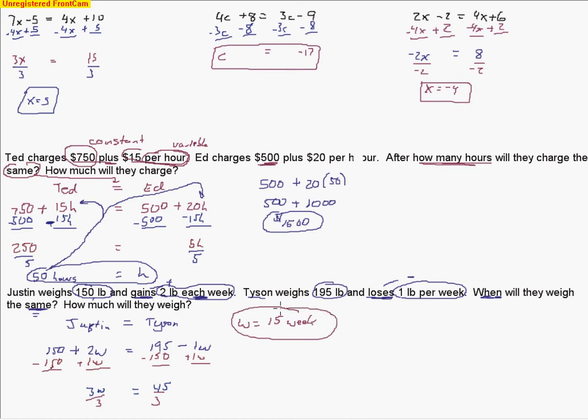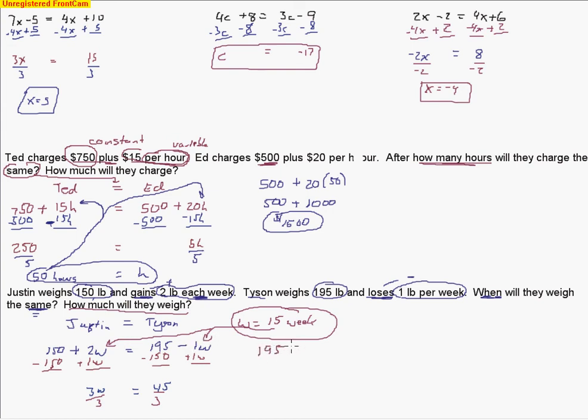But that's not the end of the problem. We still have one more step to go. We also need to find out, or one more question, and they're asking us how much will they weigh. Well, that's what we do. In the last problem, we had to substitute. We do the same thing here. So you're going to put that 15 in for either this W or this W. It doesn't matter. Either one is going to give you the same answer. So I'll choose Tyson's amount because it seems a little easier.